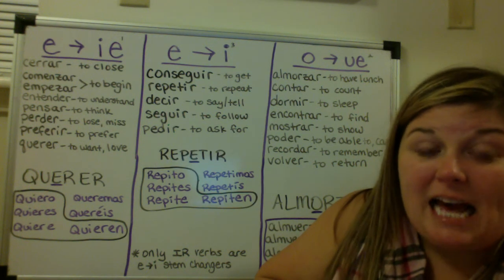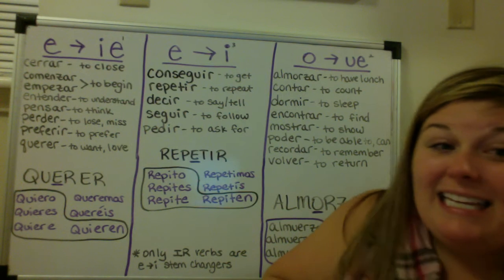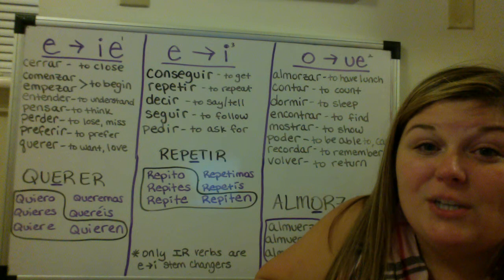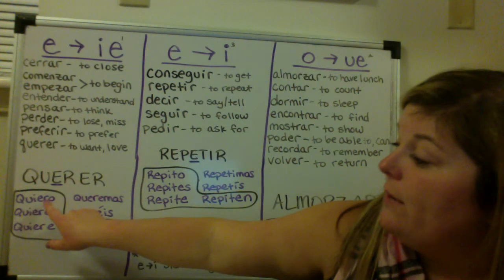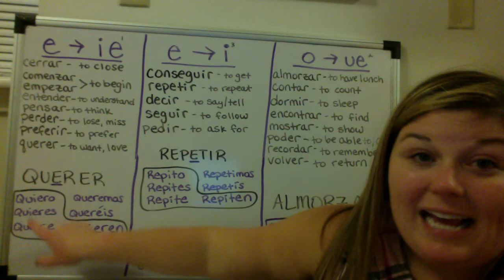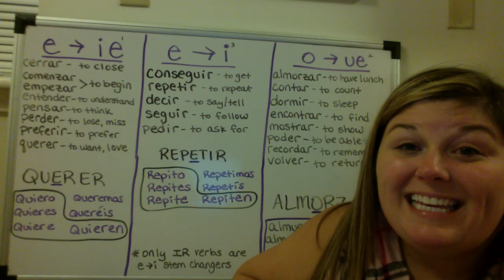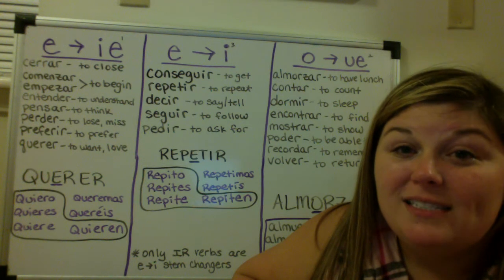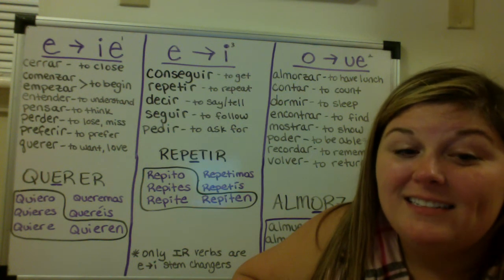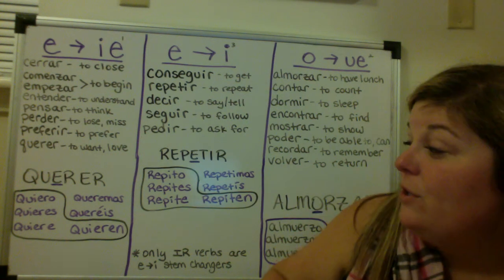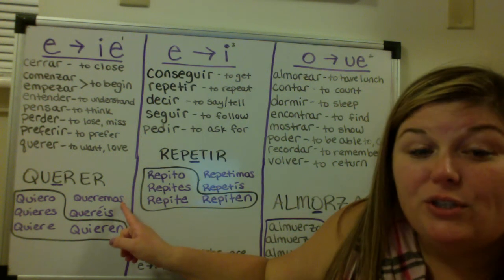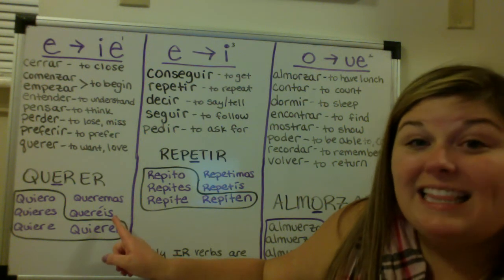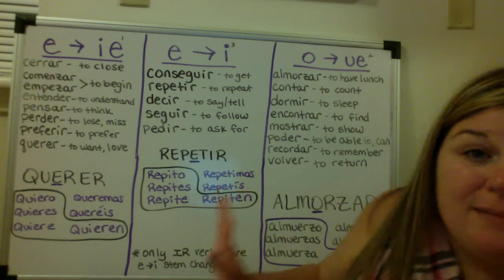And these are E to IE verbs, which means that the E in the stem vowel is going to change to an IE in these conjugations. Quiero, quieres, quiere, queremos, queréis, and quieren. Now, you'll notice that the nosotros and the vosotros forms do not stem change. This happens in all stem-changing verbs.